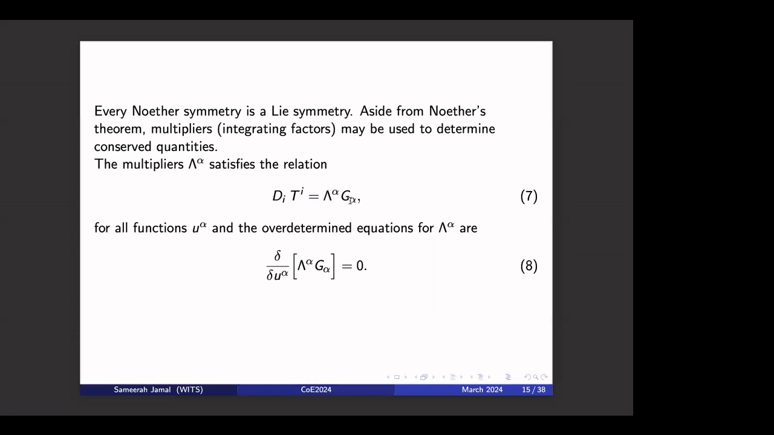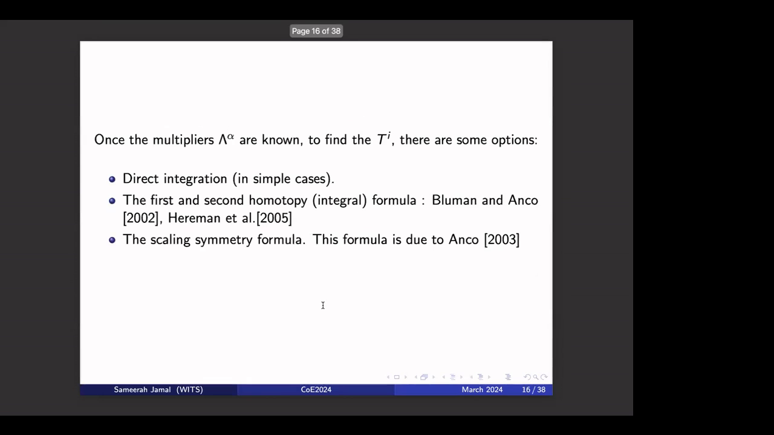So you would have to solve equation 8 first. So you could apply the Euler-Lagrange operator on both sides of the equation. And basically, this would give you that your total divergence would be 0. And therefore, you would use equation 8 to find your lambdas, plug them into equation 7. And then you'd have to find a way to integrate equation 7 to find your capital T, which would form your conserved vector. There are a few ways to do this that exist.